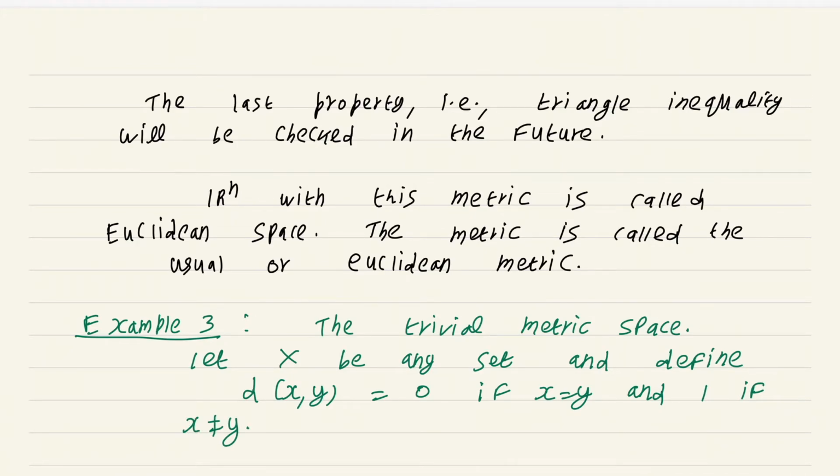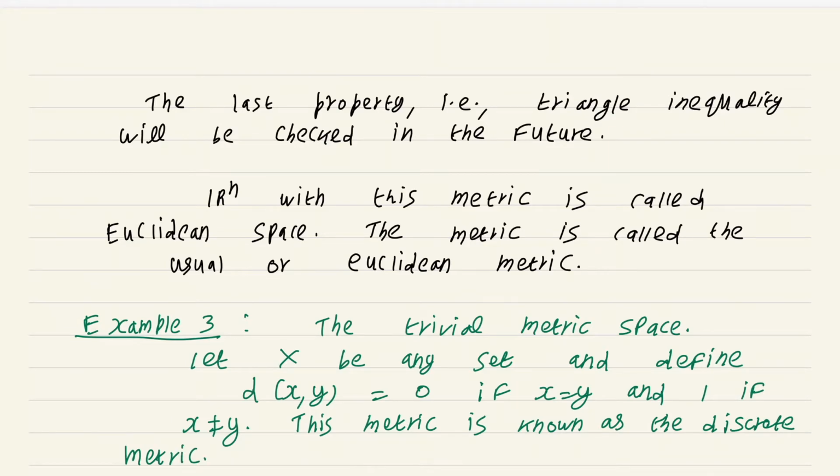Okay, so this metric is known as the discrete metric. And this metric space X with this discrete metric is often called the trivial or discrete metric space.